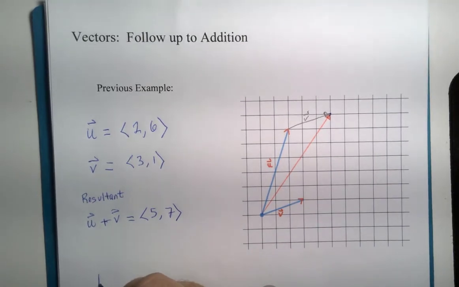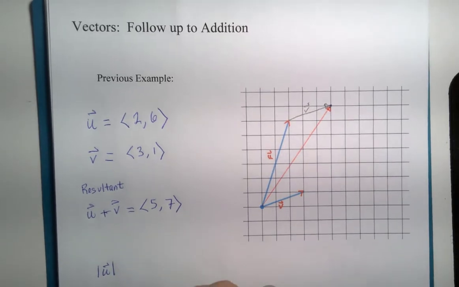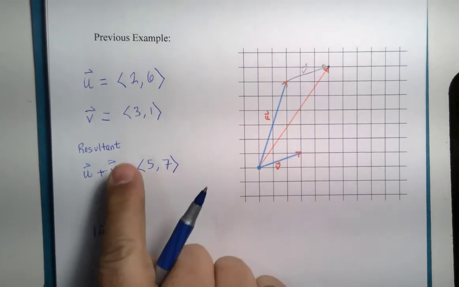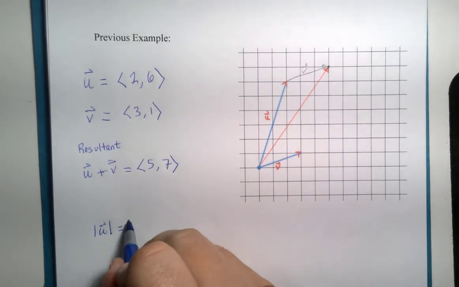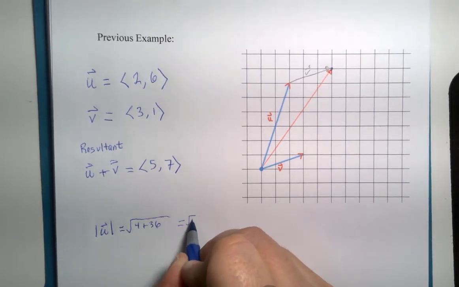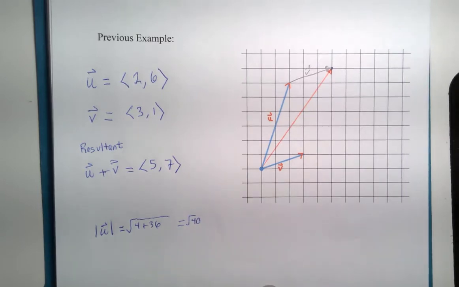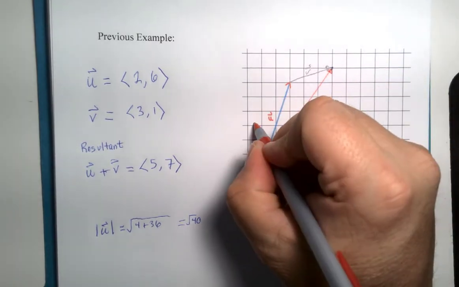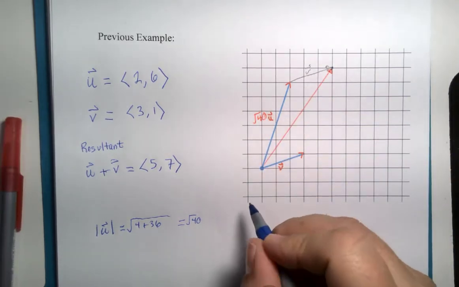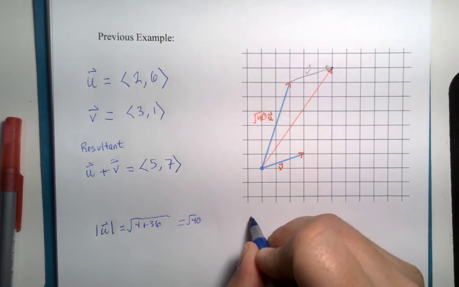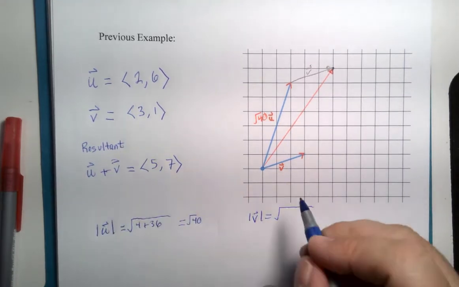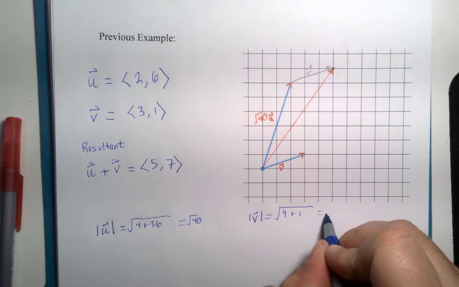If we were to compute the magnitude of vector u, the square root of 2 squared plus 6 squared, that'd be the square root of 40. That would be the length of this vector here, root 40. And then the magnitude of vector v, square root of 3 squared, which is 9, plus 1 squared is 1, square root of 10.